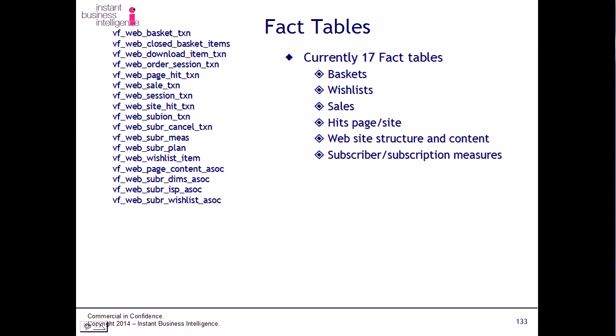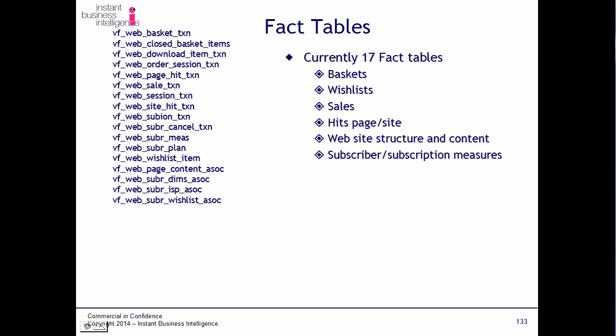association. So we have a thing called content, and the content gets put onto the page. We have the subscriber dimensions association, the subscriber ISP association, so linking the subscriber with the ISP, and the subscriber to a wish list association.